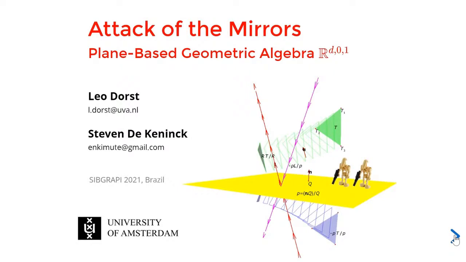Welcome back to the second part of the series of talks about PGA. I will now show you some algebra after Stephen has given you an impression of the geometry in the first talk. This one is called the attack of the mirrors because mirrors will turn out to be central to the way we look at things.